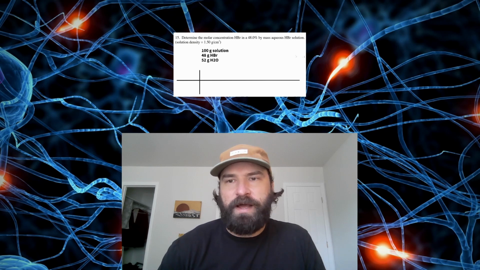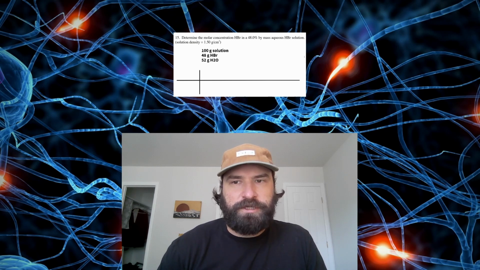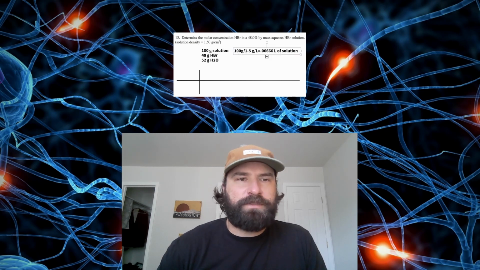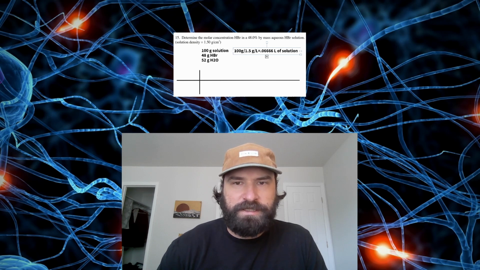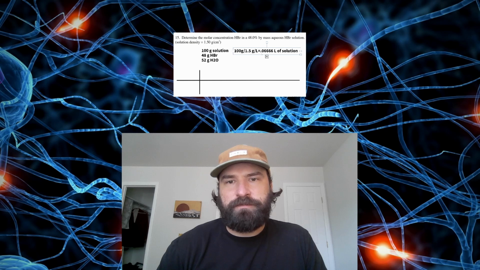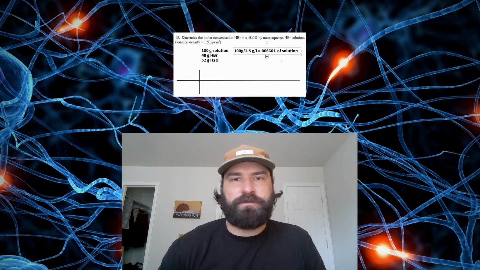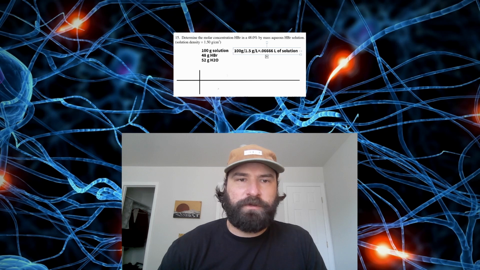So if we want to calculate the volume of our solution in liters, we can just do 100 grams, which is the amount of solution we have, divided by 1.5 grams per milliliter, which is the solution density, and that's going to give us 0.06 repeating liters of the solution. That'll be useful in our unit conversion down here.